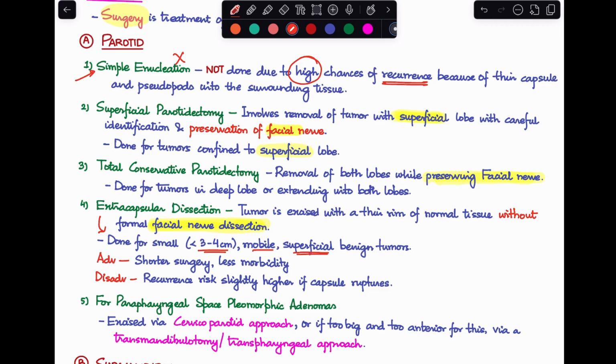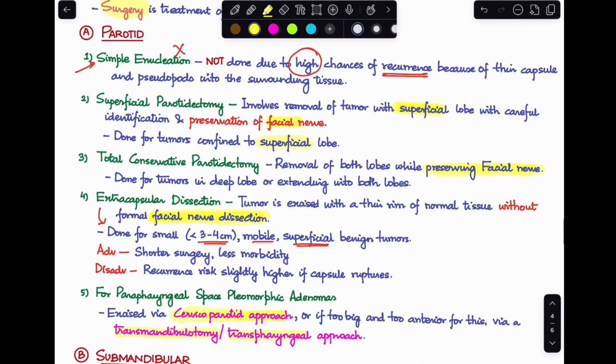And last option for parotid is if it has involved the parapharyngeal space, in that case it is excised via the cervicoparotid approach, or if it is even too big to go through the cervicoparotid approach or too anterior for this, in that case we perform a transmandibulotomy or the transpharyngeal approach. So that's all about parotid pleomorphic adenoma treatment.